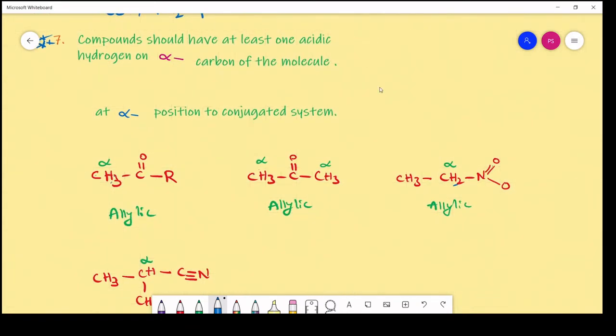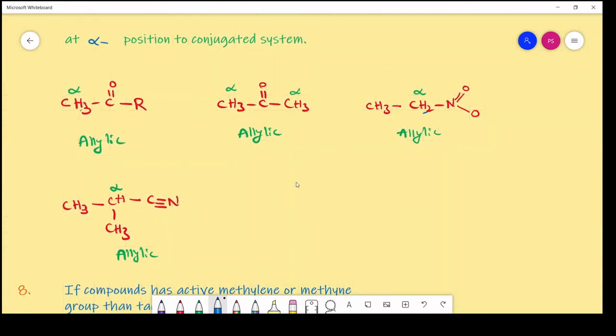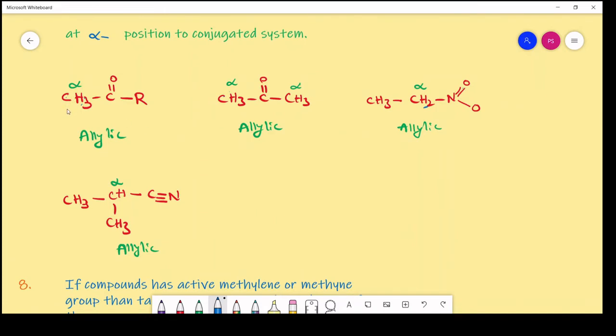For example, if we see this molecule, CH3 C double bond O, this is the functional group. Keto is the functional group. The adjacent carbon is the alpha carbon. The hydrogens attached to the alpha carbon are called alpha hydrogens. Here this compound has 3 alpha hydrogens. See, three hydrogens are present.